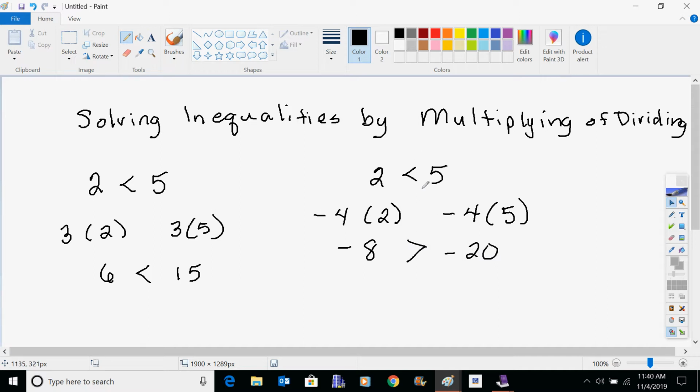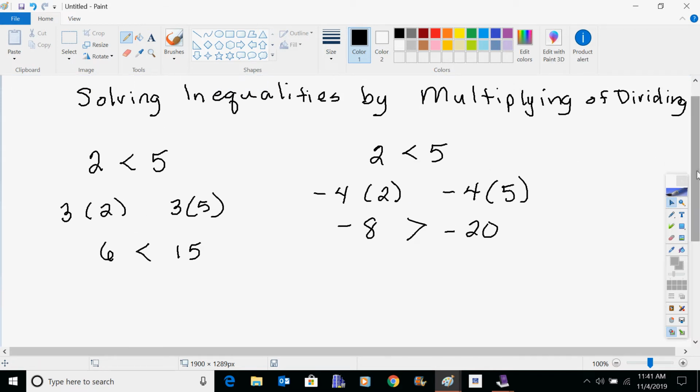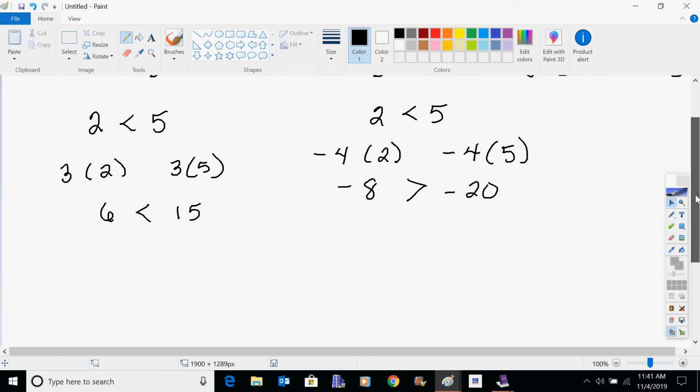-8 is greater. So look what happened with the inequality. I multiplied by a negative number and it flipped the inequality upside down. That's going to happen any time that you multiply both sides of an inequality by a negative number. If you multiply by a positive number, it's going to stay the same. It doesn't matter. You can also start with negative numbers involved.